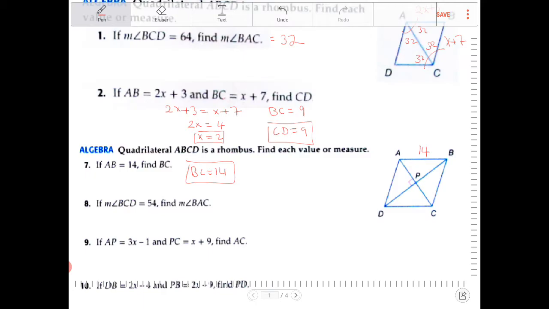BCD is equal to 54. Okay, so if BCD is 54, and I'm asked to find out what BAC is. If that's 54, then that means this is 27 and 27. BAC therefore must also be 27.